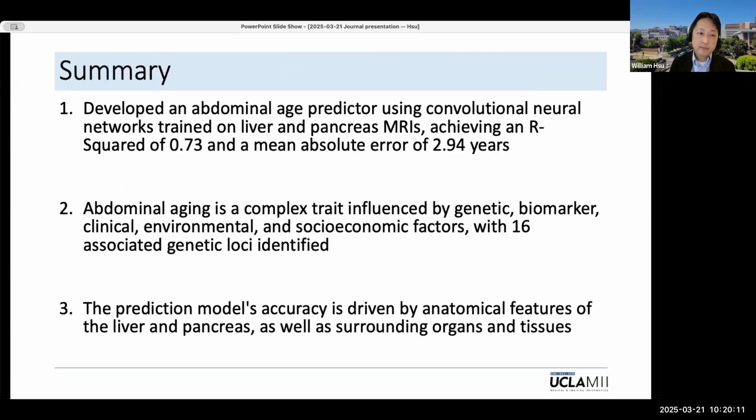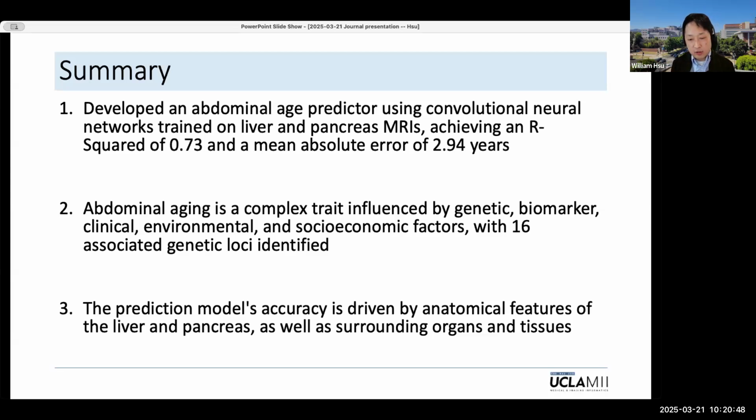So just to summarize, they developed an abdominal age predictor using these type of neural networks trained on liver and pancreas MRIs. They achieved an R-squared value of about 0.73 with a mean absolute error around 3 years. And abdominal aging, obviously, in this type of data set, there was a lot of different traits that could be associated. And so they did that, and they found 16 associated genetic loci, as well as various genetic, phenotype type of traits that ultimately was interesting to look at for further analysis.